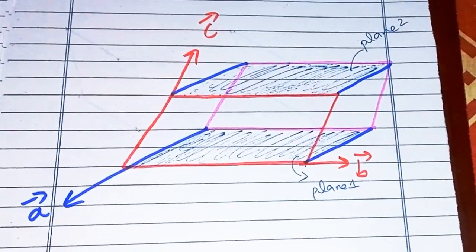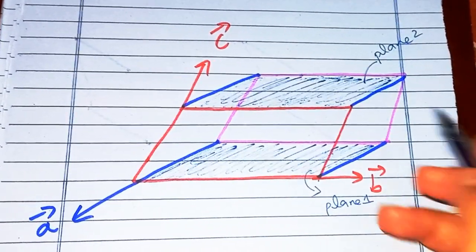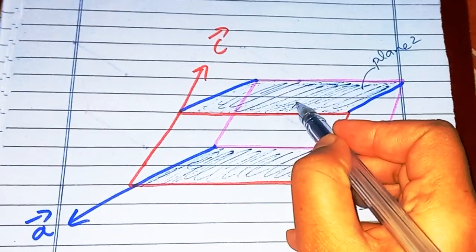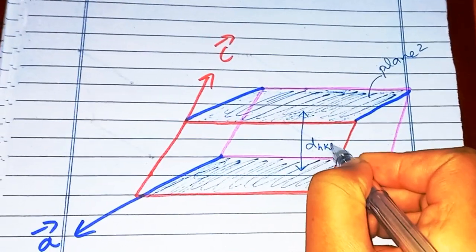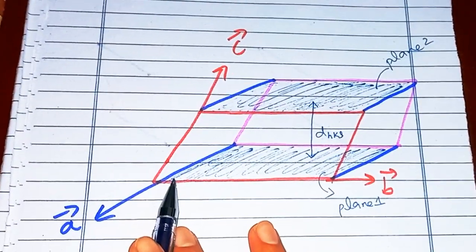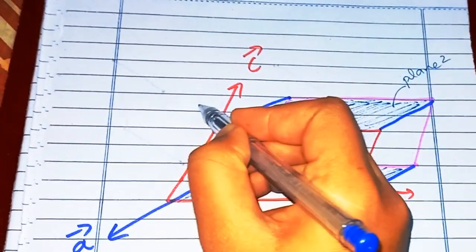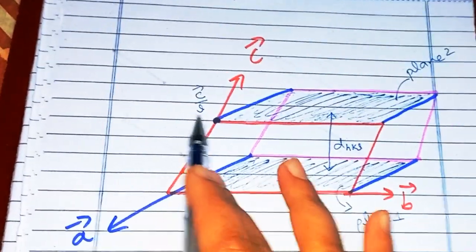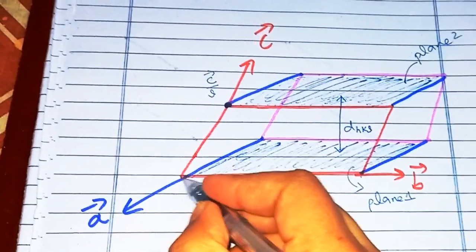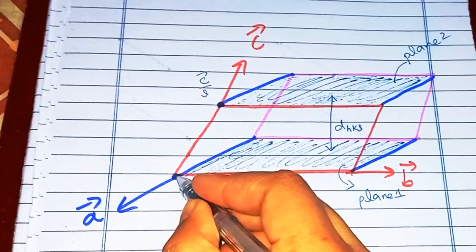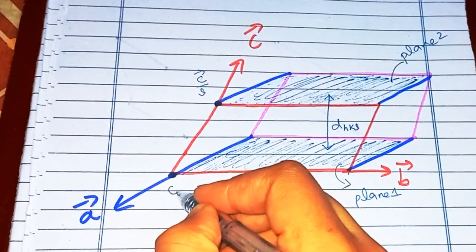And we know what the interplanar spacing means. Interplanar spacing means the perpendicular distance between two planes. So the vertical distance between two planes will be the interplanar spacing D HKL. We also know that the point where the plane touches the c-axis is the c-intercept, which is actually c by l. We can write it in vector form as well. So this point is c by l. And this is the origin, because this is the point where the a-axis, b-axis and c-axis join together. So this point of intersection is actually the origin.